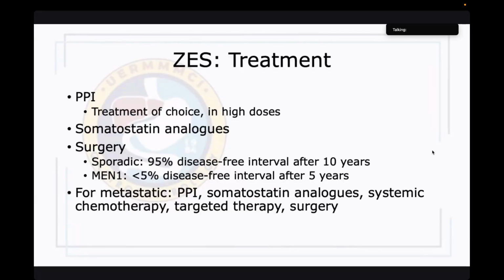Now, the approach for patients with metastatic disease is not really well defined. We can try to control the symptoms using PPIs and somatostatin analogs, maybe offer chemotherapy, targeted therapy. Some would perform surgery like tumor debulking. But at the end of the day, we still consider what is best for these patients. So for these patients, especially with hepatic metastasis, which is the most common, they have less than 20% survival at 5 years.